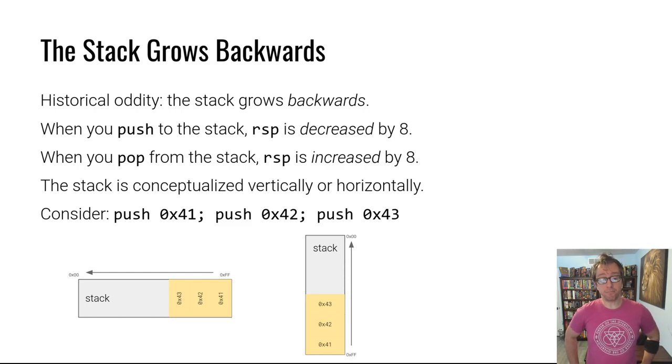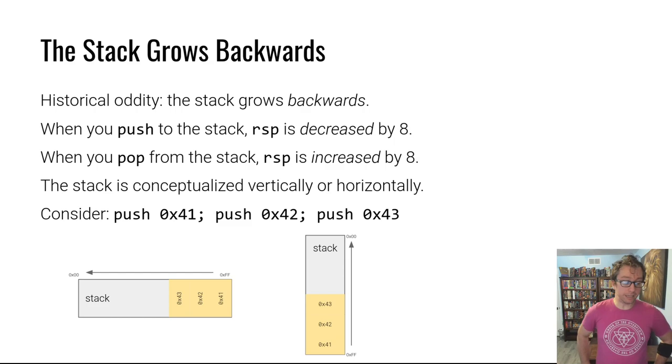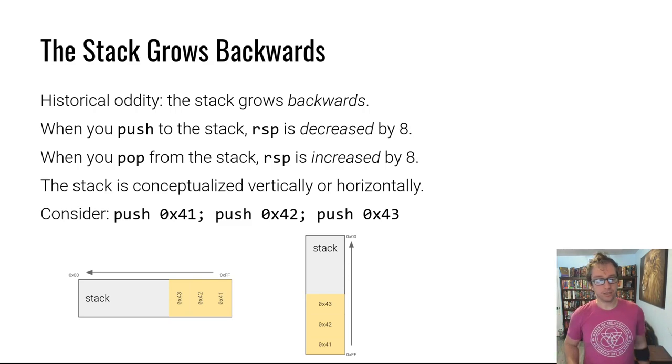You can draw the stack either vertically or horizontally. I like to draw it horizontally because it makes a lot of sense to me. The stack starts on the left and then, or rather, this is funny because I already screwed up. When the order of increasing memory is to the right, the stack starts on the right, I'm mirrored in the video, and then goes to the left. The bottom line is, when you push onto the stack, RSP is decreased by 8. When you pop from the stack, RSP is increased by 8.